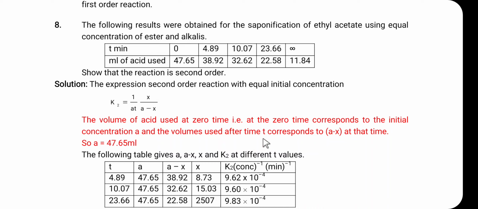That is why, friends, we have to consider the expression for velocity constant for the second order reaction with equal initial concentration, and the expression is K2 is equal to 1 upon At, x upon A minus x. The volume of acid used at 0 time corresponds to the initial concentration A. So, here 47.65 is the initial concentration. The volume used after time t corresponds to A minus x at time t. So, these are the A minus x values, and these are given in the table.